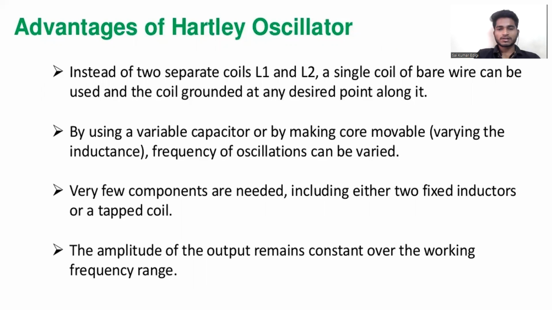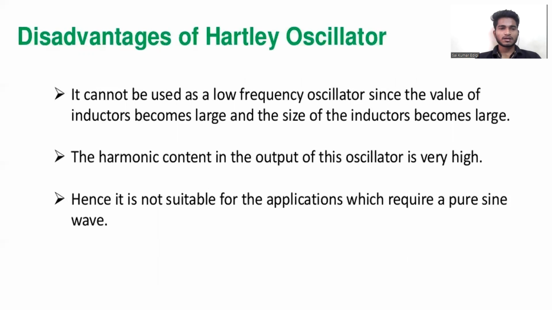Instead of two separate coils, L1 and L2, a single coil of bare wire can be used and the coil grounded at any desired point along it. By using a variable capacitor or by making a core movable, varying the inductance, the frequency of oscillations can be varied. Few components are needed, including either two fixed inductances or a tapped coil. The amplitude of the output remains constant over the working frequency range.